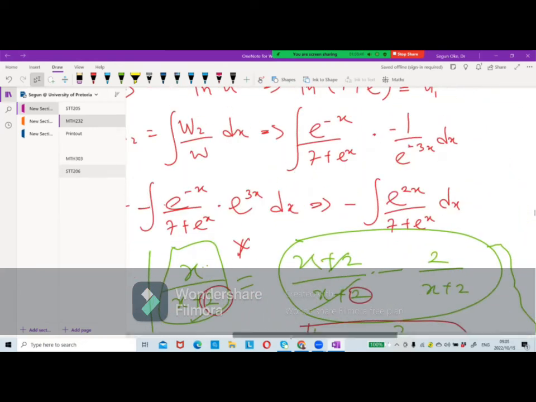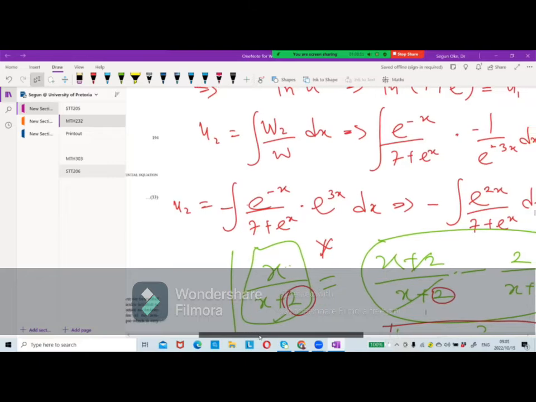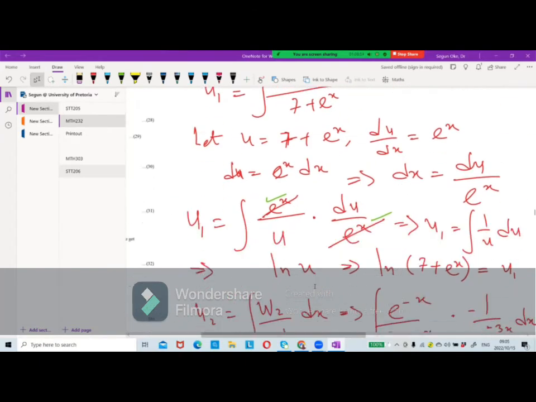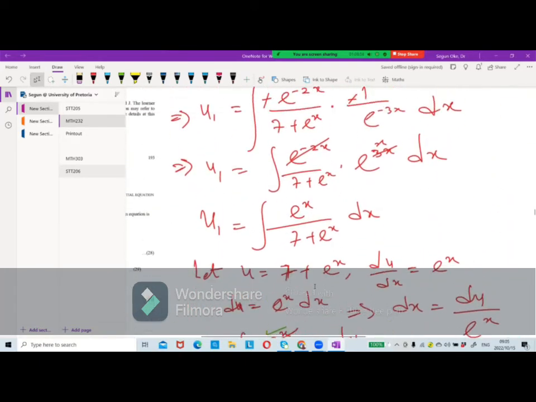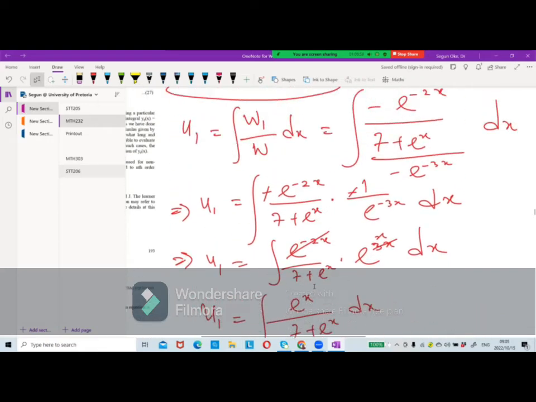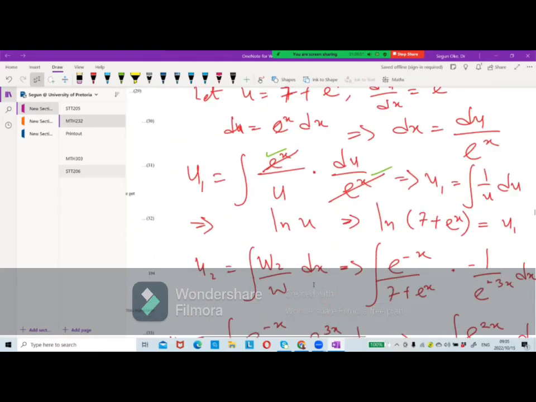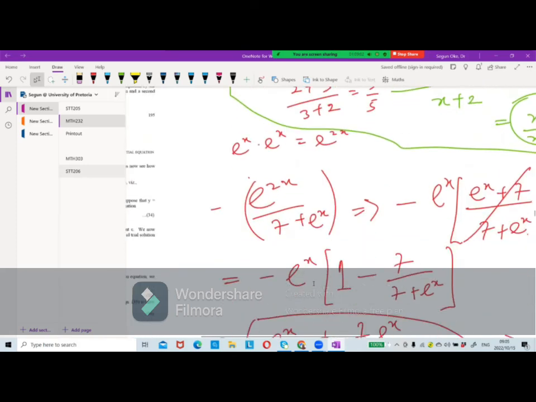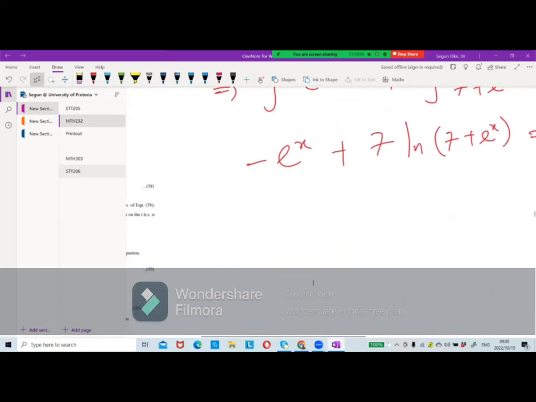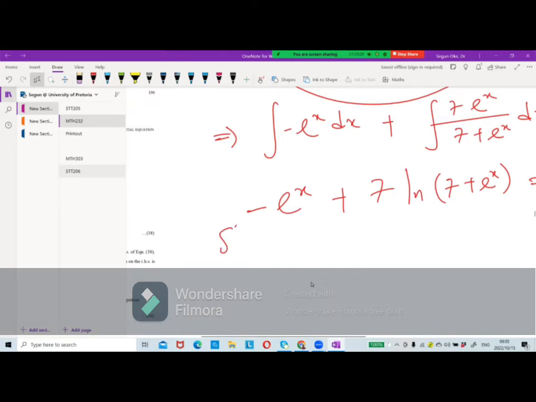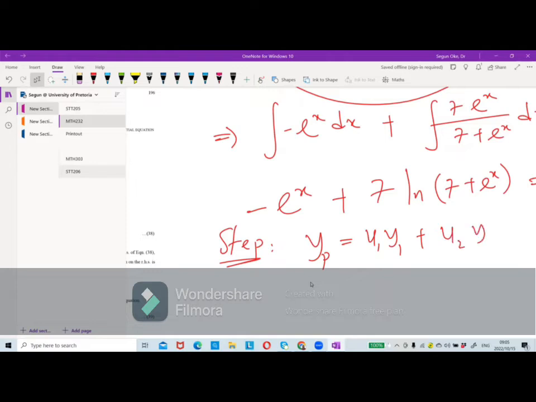If you are following the steps, check the step we are in. This is Step 4, where you are getting U1 and U2. Yes, so we're going to Step 5 now. Step 5 says what? Find YP, Y particular. YP equals U1 Y1 plus U2 Y2. The rest is just combination.